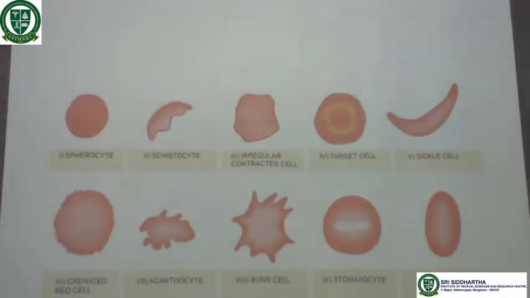Fourth one is the target cell. You have central hemoglobin condensation that appears like a target. Fifth is the sickle cell. The RBC has become like a sickle. Sixth is the crenulated RBC. The RBC surface shows a lot of projections.